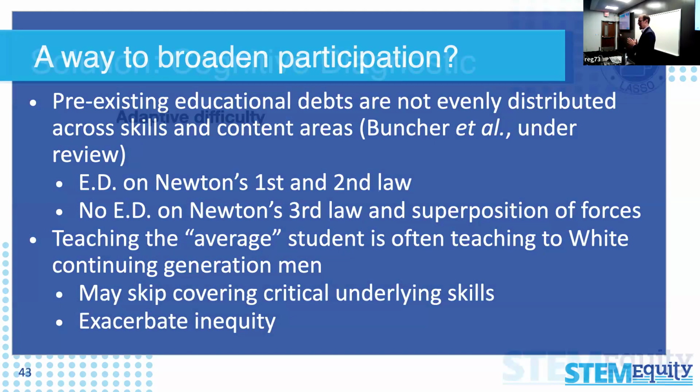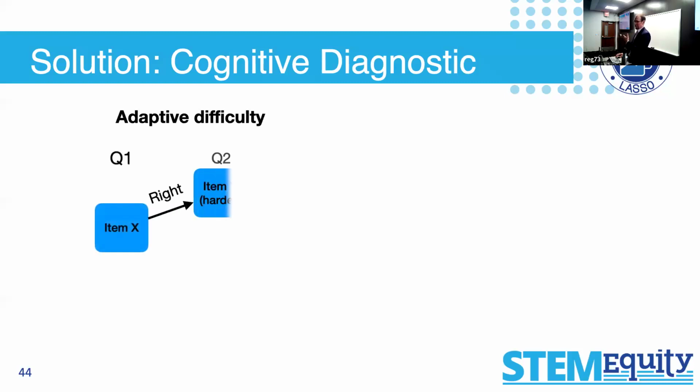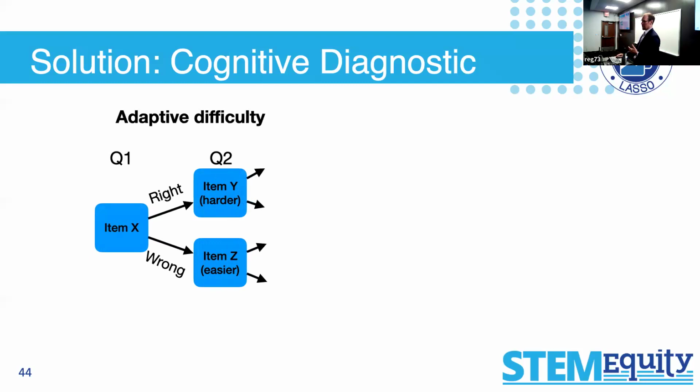So something that might help is we're developing something called a cognitive diagnostic. It starts with a computerized adaptive test where you have some question. If you get it right, you get a harder second question. If you get it wrong, you get an easier second question. We're kind of used to that. It keeps going until the end.